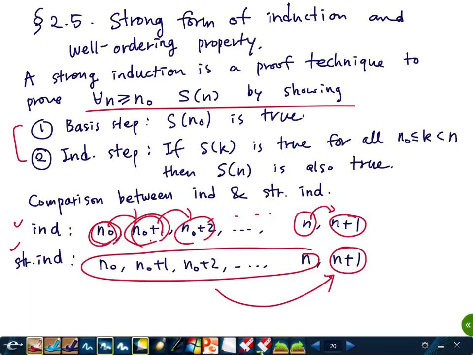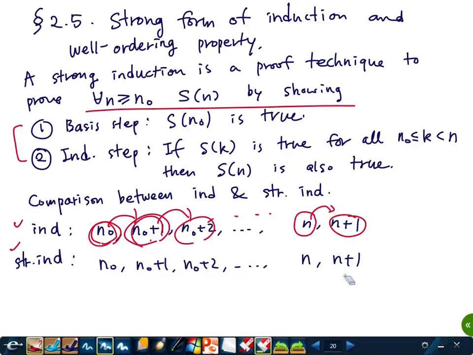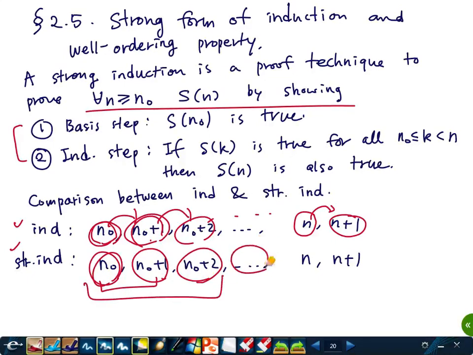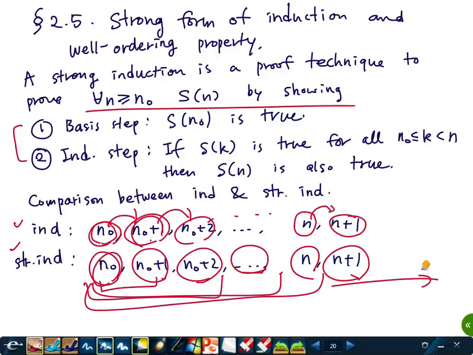But here, it's the same. Let me erase this. We assume that this is true, right? And because of this inductive step, this is true. Because of these two, this is also true. Because of these two, three, the next one is true, etc. Because all of these are true, the next is true. So it's still the same that all integers are covered. So these two inductions are in fact equivalent, so we can use whichever you would like to use.